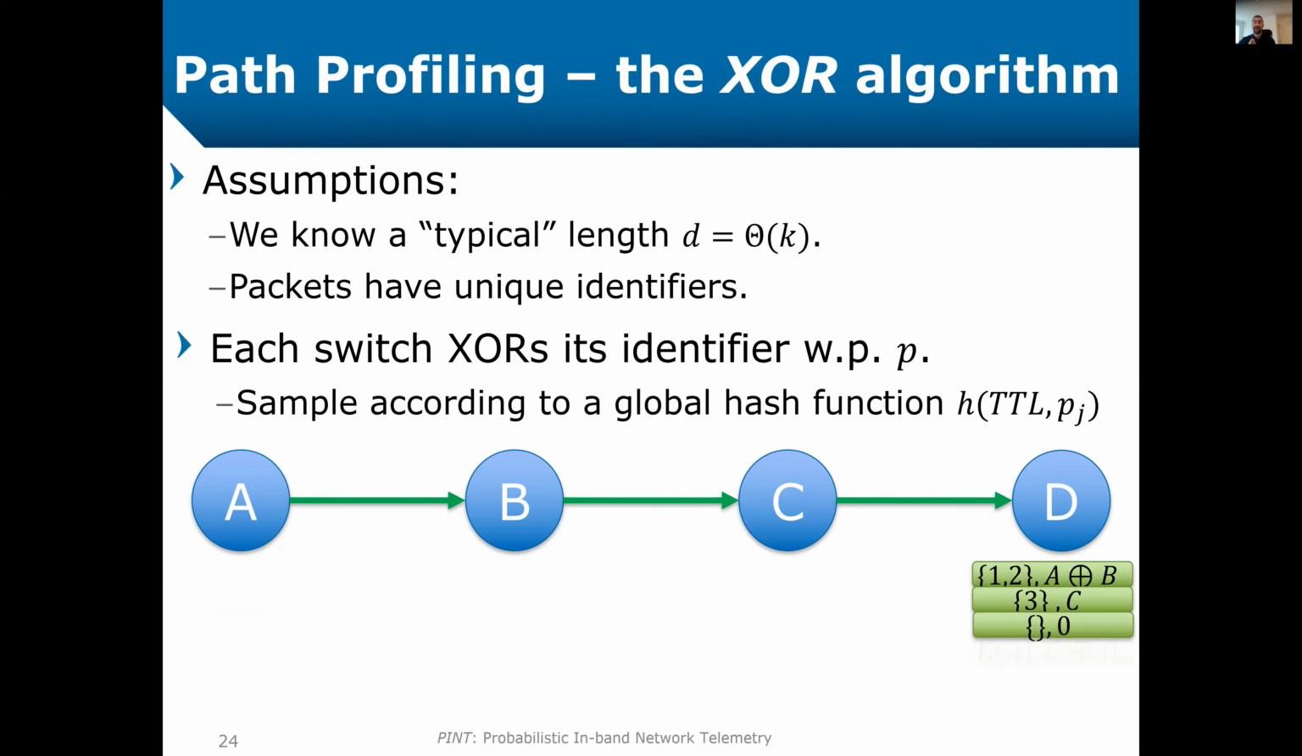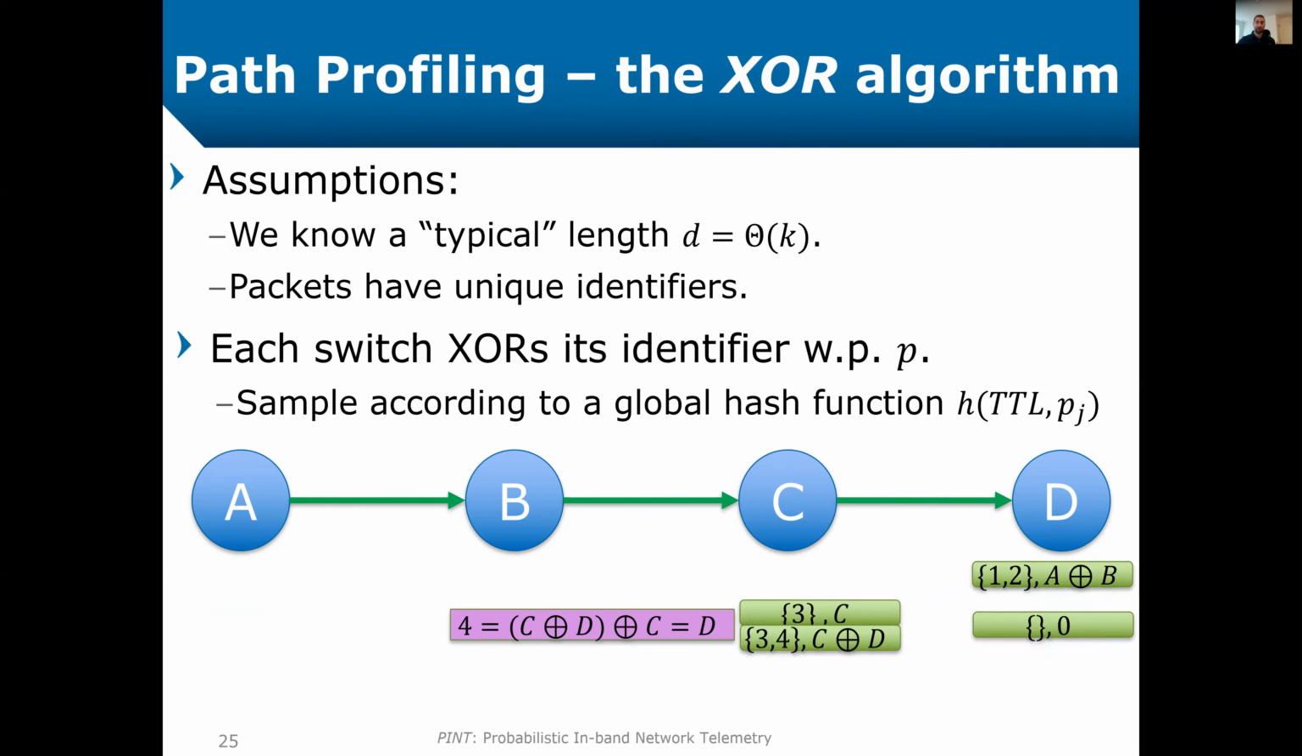But the way this algorithm progresses is that we can actually use packets like the fourth one to infer new information, because we already know that the third hop had identifier C, then now we can know that the fourth hop has an identifier of D, right?